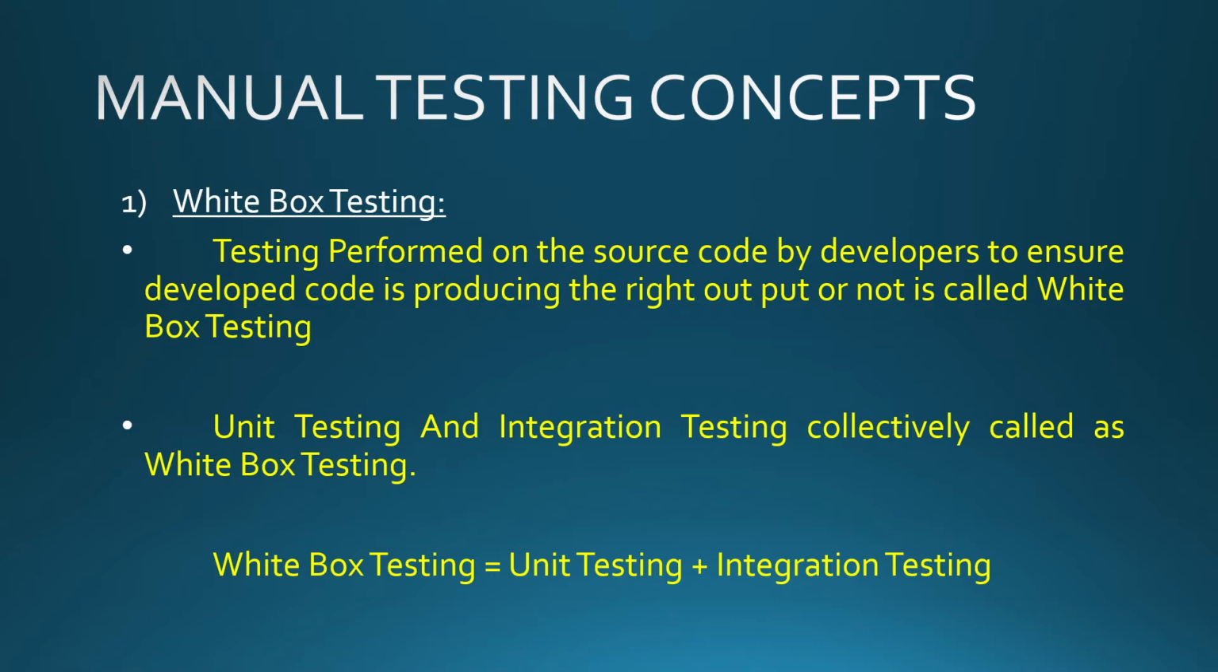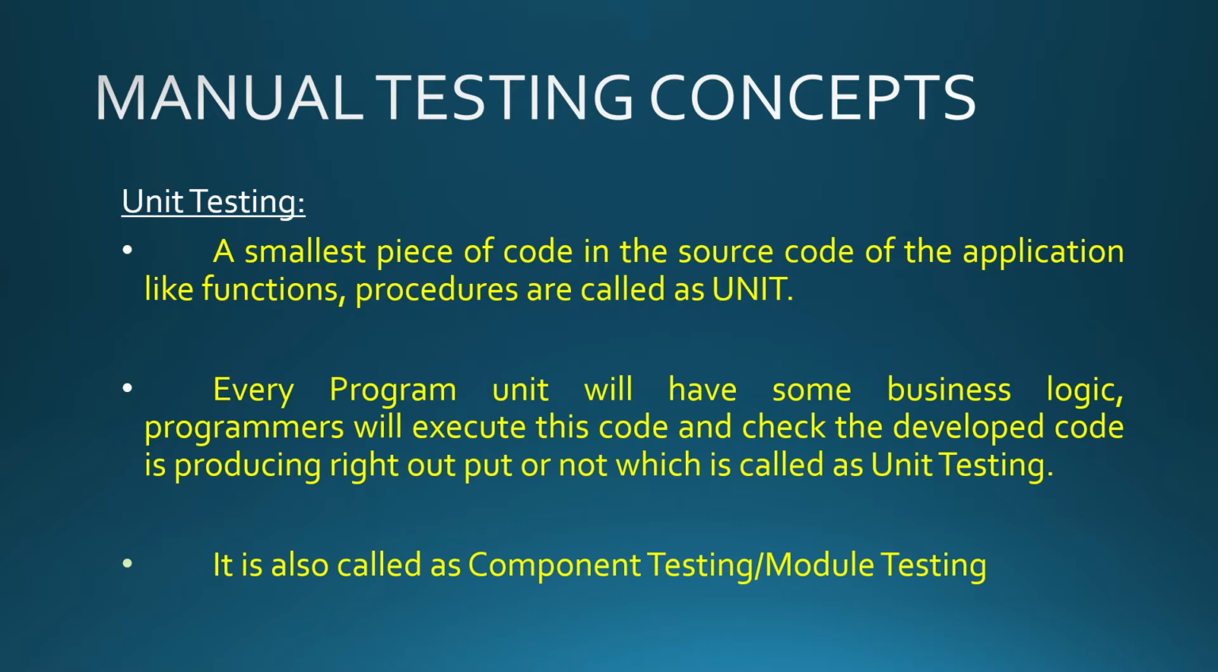Then the next testing is unit testing. Unit testing means the smallest piece of code in the source code of the application, like functions or procedures or tables. We can consider all these as units. For example, I created some piece of code for some functionality, so we can call that one unit. In the same way, I created some small piece of code for development of a table, so we can consider it a unit. And also for procedures, if we create the smallest piece of code, then we can call it a unit.